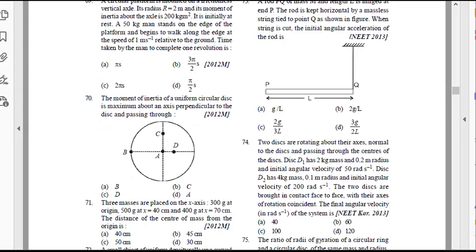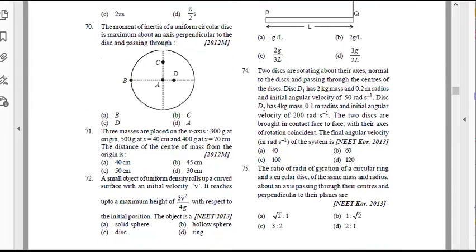So next is 70. Now there was 72. Right? 72. How many of you remember? Tell me. Anyone remember this?